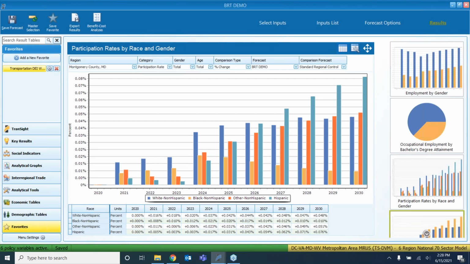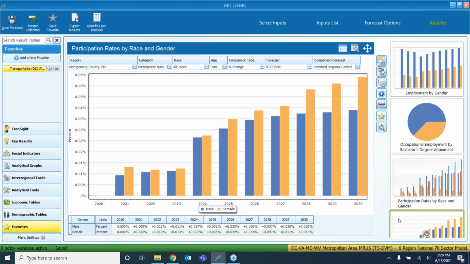Similarly, when we look at the breakdown by gender, we can see women coming into the labor force at a higher rate. And again, this ramping up of labor force participation can be described in terms of that amenity that's really bringing in the economic migrants to the region.